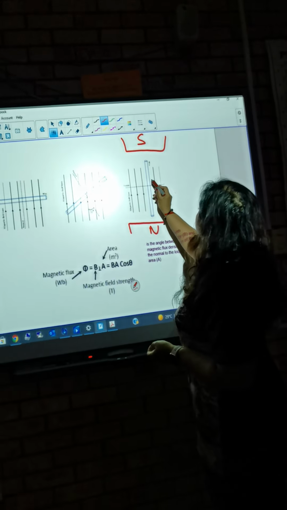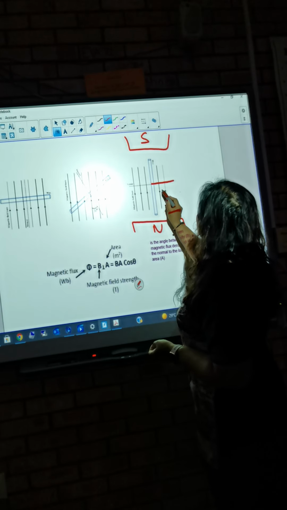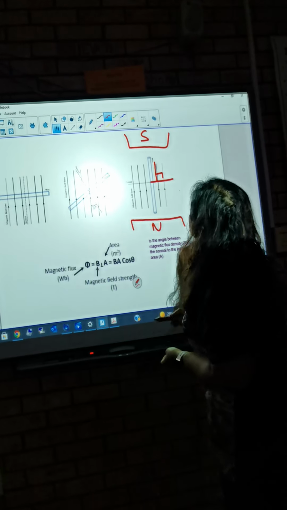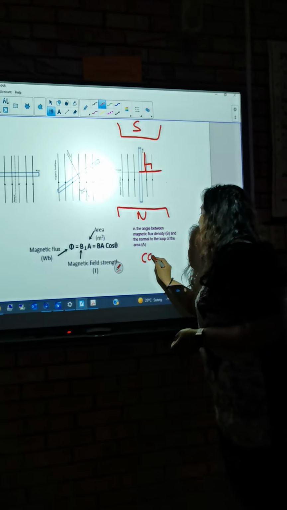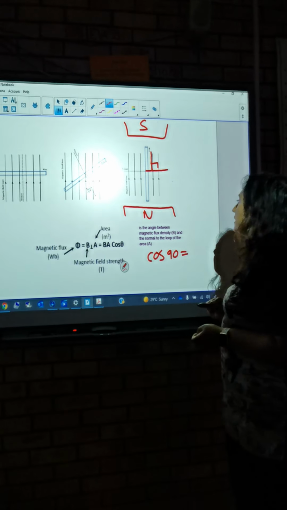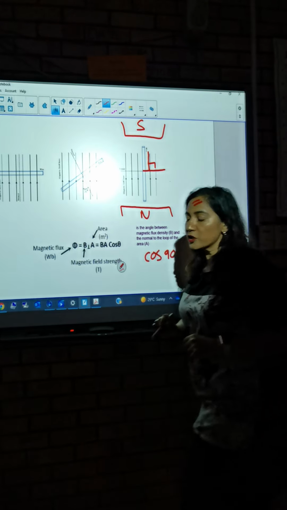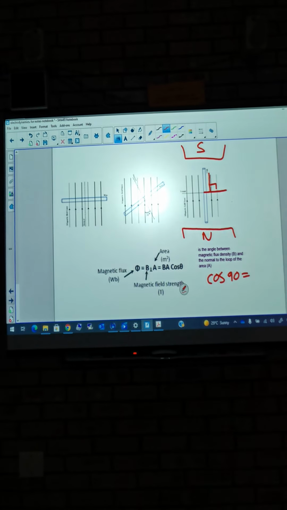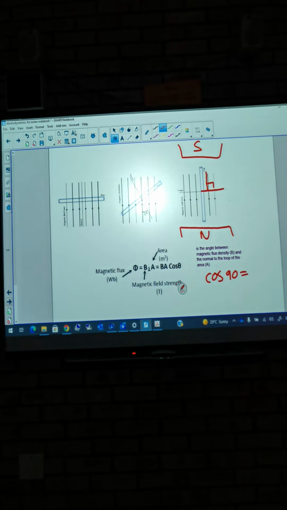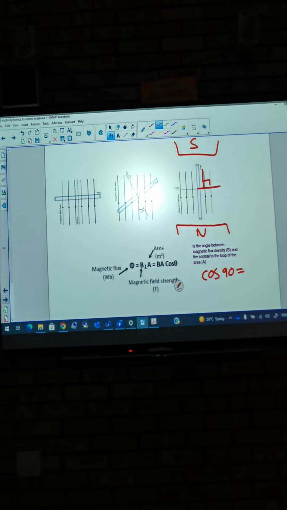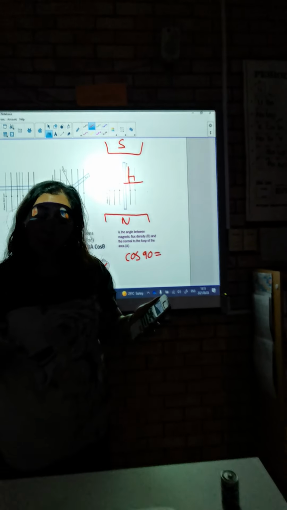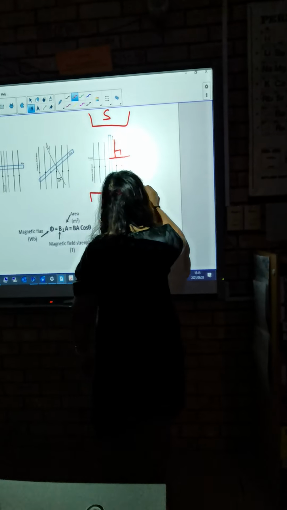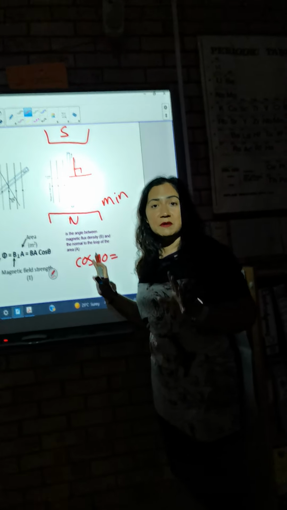So there's the normal and it is perpendicular. But I want you to look at this. There's the normal like this and there's the field lines. Can you see that it is perpendicular? And so cos 90 is going to be equal to, I want you to take out your calculator and tell me what is cos 90 equal to. Let me also take my calculator out. Okay, and so cos 90, what do we get? It is 0. And so here we are going to get the minimum. So it's a minimum flux.